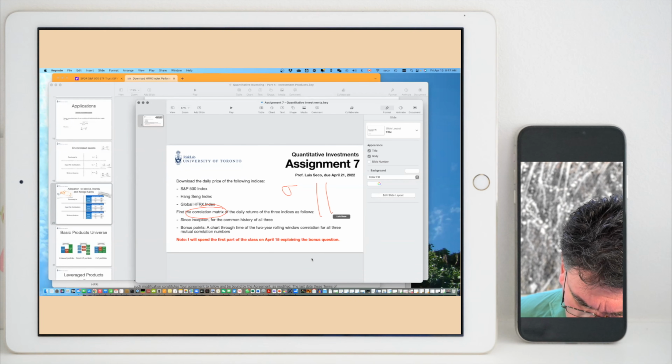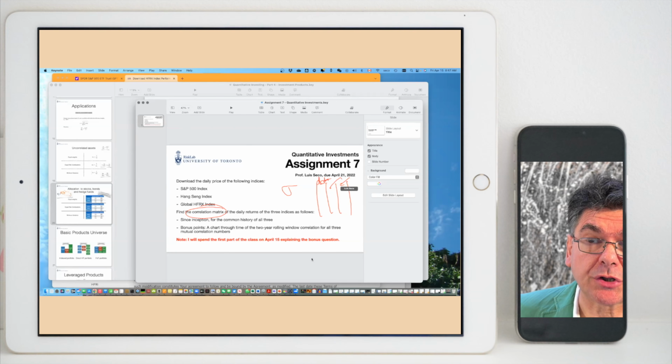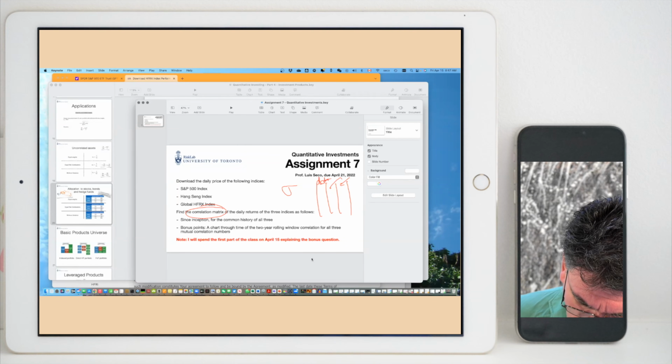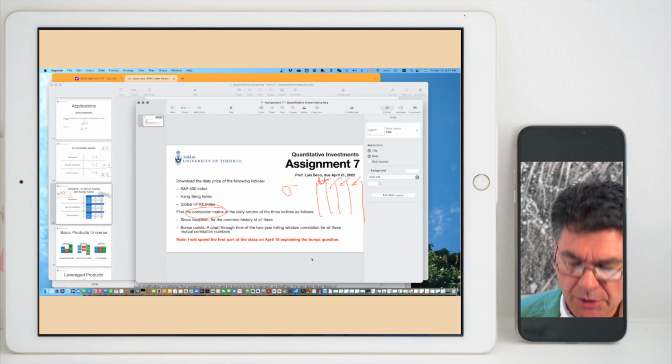Once you get all your data, you have to organize the data. You have dates. And don't forget, returns. From the prices that you download, you have to go to returns. Don't do the calculation on prices. You get the wrong number.